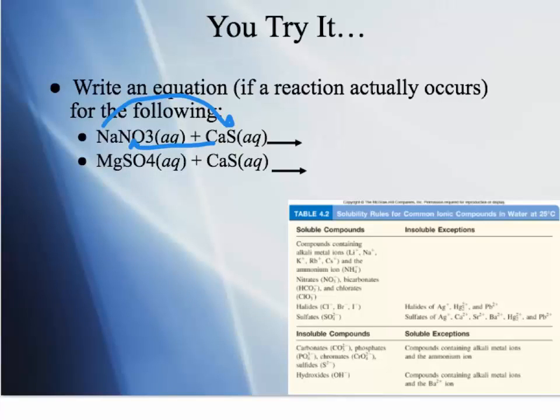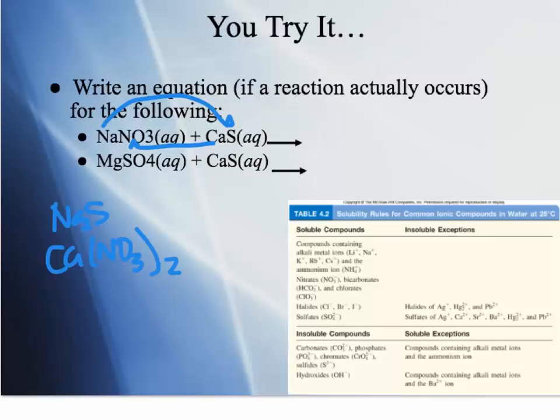So what we do first is write down the chemical formulas of the potential products. So we're going to have NaS and CaNO3. Remember we have to crisscross charges. Na has a positive 1, S has a minus 2, so it's actually Na2S. And calcium has a positive 2, and NO3 has a negative 1, so it should be Ca(NO3)2 with a 2 on the outside of the parentheses.